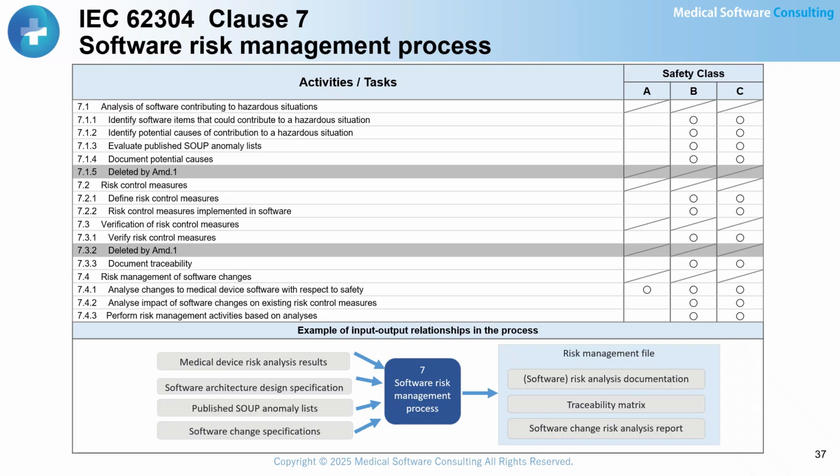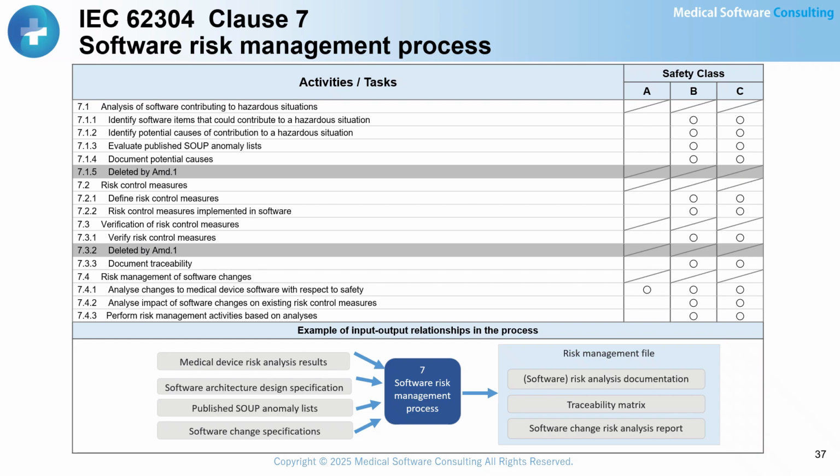The potential causes of hazardous situations and the associated risk control measures are documented in the software risk analysis documentation, while the requirements for these risk control measures are captured in the software requirements specification. During verification of risk control measures, it must be confirmed that all risk controls are implemented and validated, and these verification results should be documented in the traceability analysis.